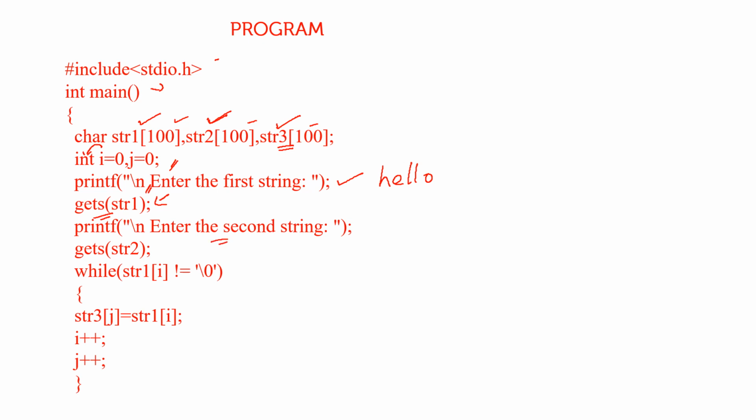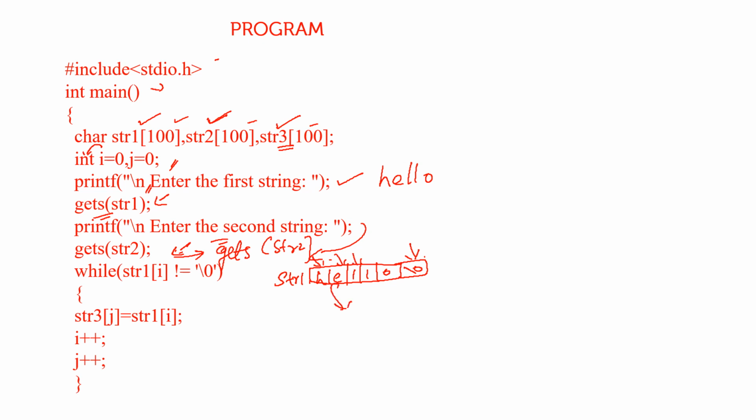Similarly, you are going to enter the next string, that is printf, enter the second string, and gets. Instead of scanf, here you will be using the gets function. Okay, gets string 2. So your second string also will be stored. While string 1 of i not equal to null character, right? So suppose this is your string 1, HELLO, then at the end your string will be ended by a null character, right? Until and unless it is not equal to a null character, you should keep on copying it.